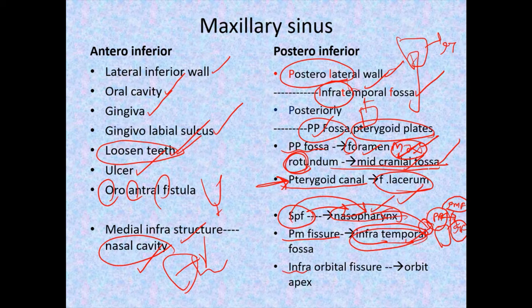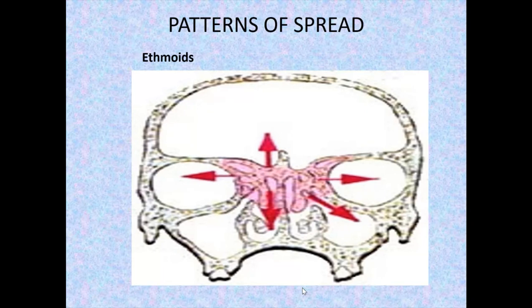Through the infraorbital fissure, a fissure below the orbit, it goes to the orbital apex. The orbital apex, dura, and brain are all related to stage 4. We'll see how it spreads.